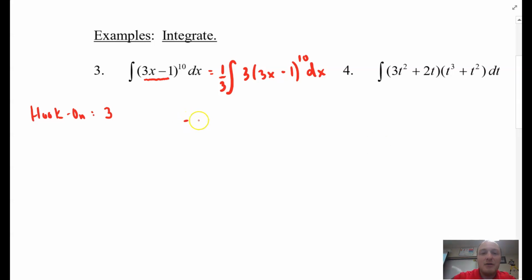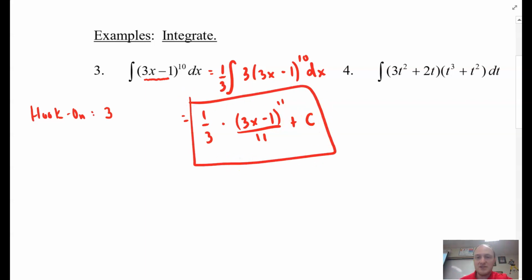But what I have now is I can go ahead and integrate this. I have 1/3 times 3x minus 1. I'll raise the power by 11 and then divide by 11. And I will add c, and there is my answer. Pretty cool, right? Math magic.